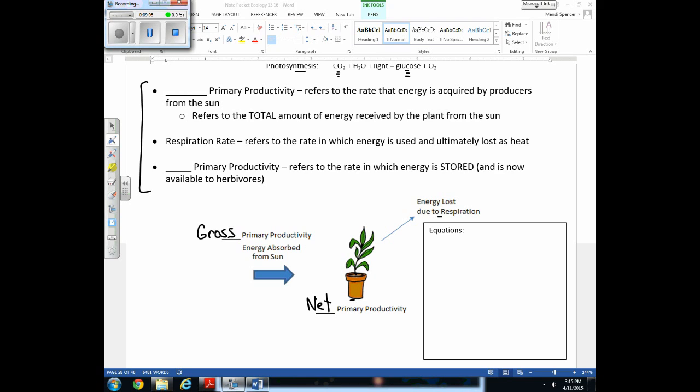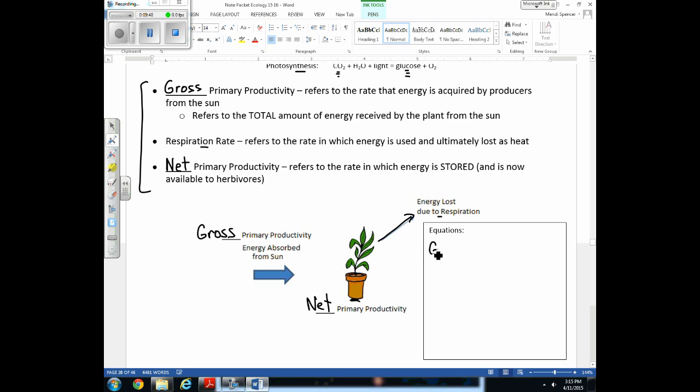Okay? So again, gross refers to that total amount of energy that is collected by the plant. Net is what's not used out of that and what is stored. And then energy lost due to respiration makes up the other part of that energy that was collected. Let's take a look at some equations related to gross primary productivity and net primary productivity. Hopefully this diagram will make these equations make more sense. So again, gross is total, and then out of that energy, some of it's going to be lost and some of it's going to be stored.